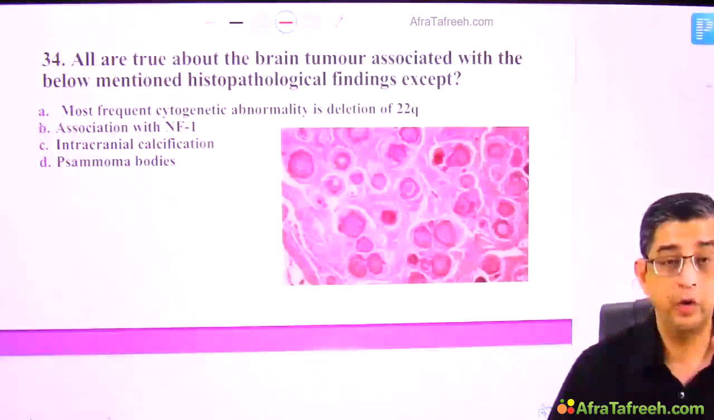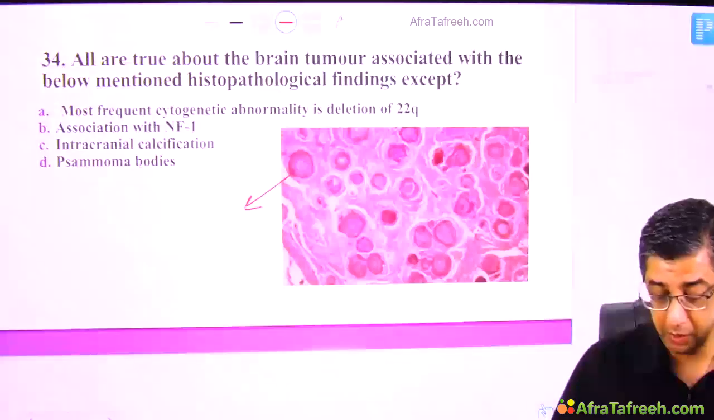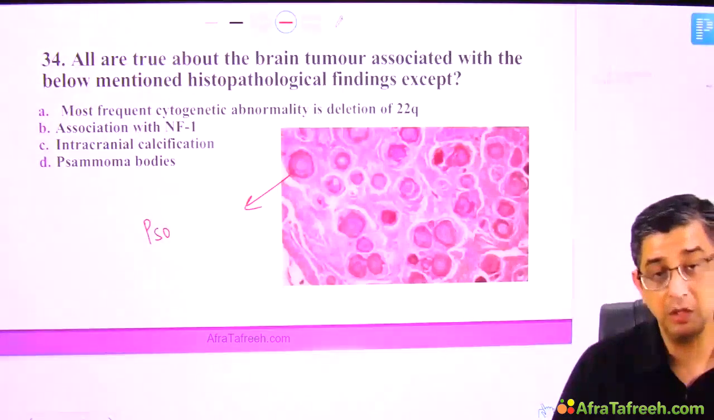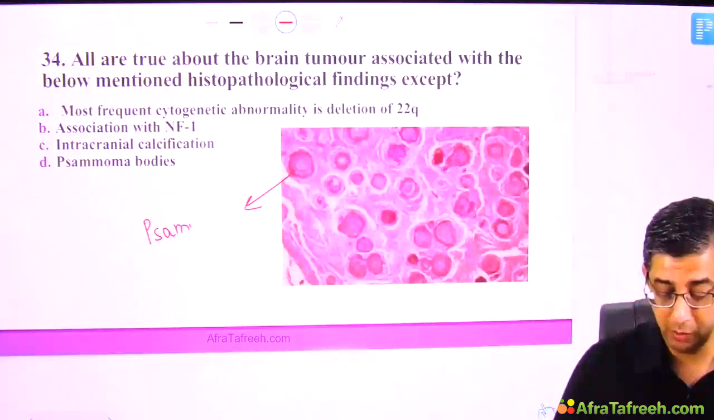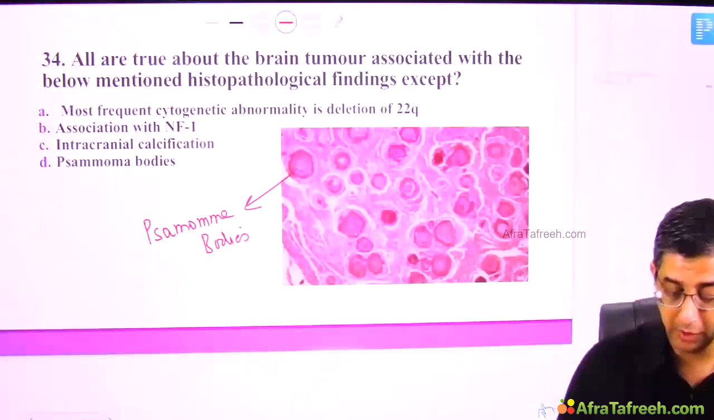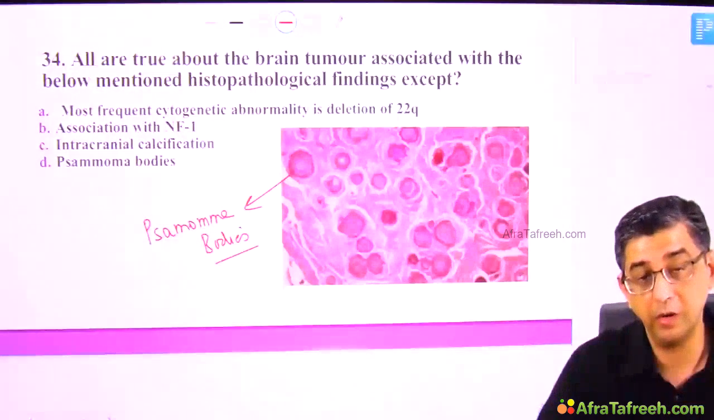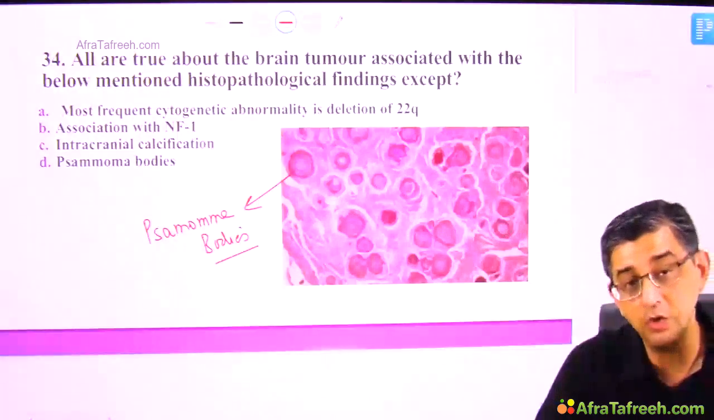All are true, but the brain tumor associated with the following histopathological finding, except, you can definitely pick up, and this is a very frequently asked histopathological image, that would be psammoma bodies. You read about psammoma bodies in serous cystadenoma related to the ovary, then you read about psammoma bodies in papillary cancer of thyroid and the kidneys, and then meningioma.